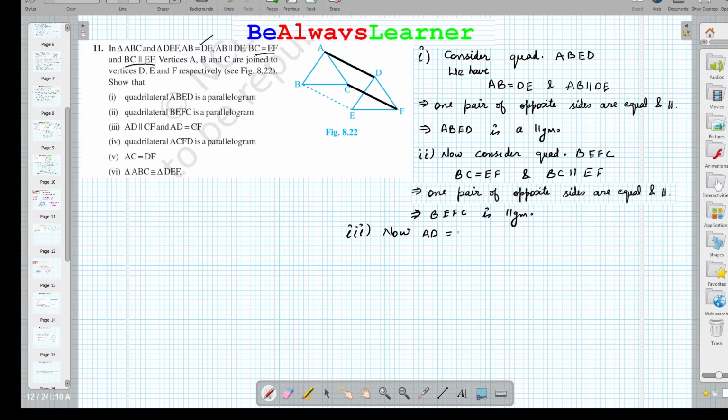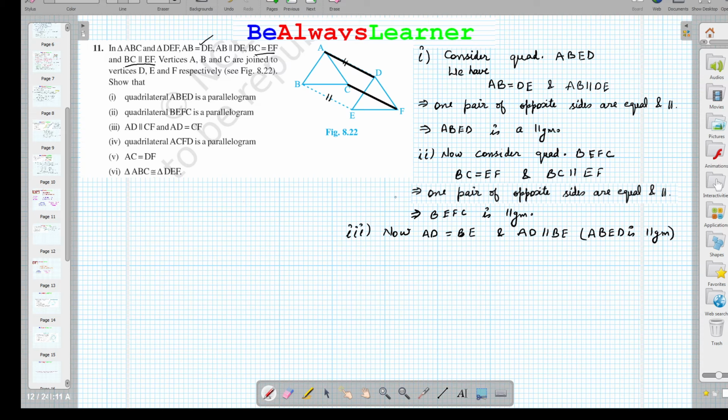AD is equal to BE and AD is parallel with BE. Why? Because ABED is a parallelogram, which we proved in the first part. Because it is a parallelogram, we can write that AD is equal to BE and they are parallel also.